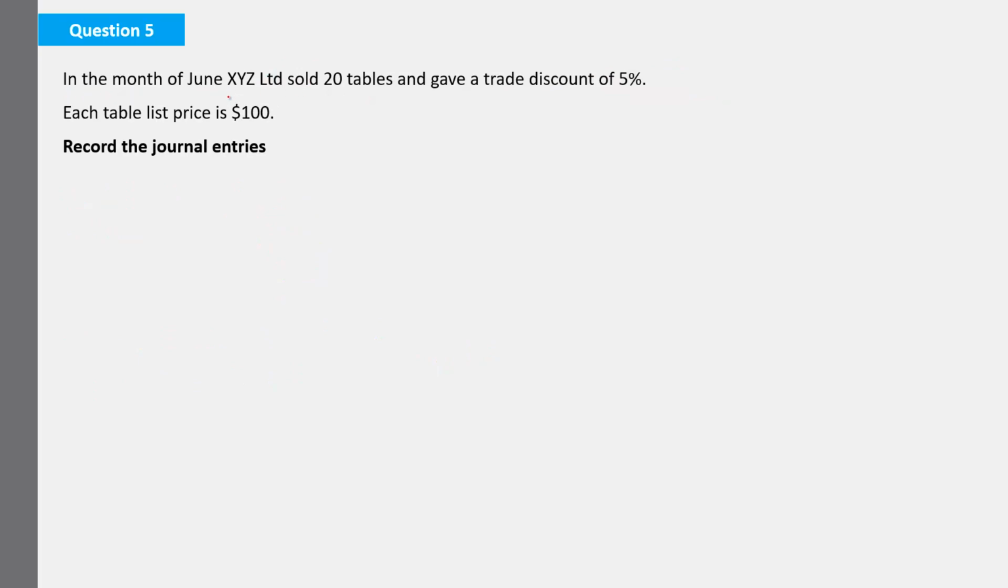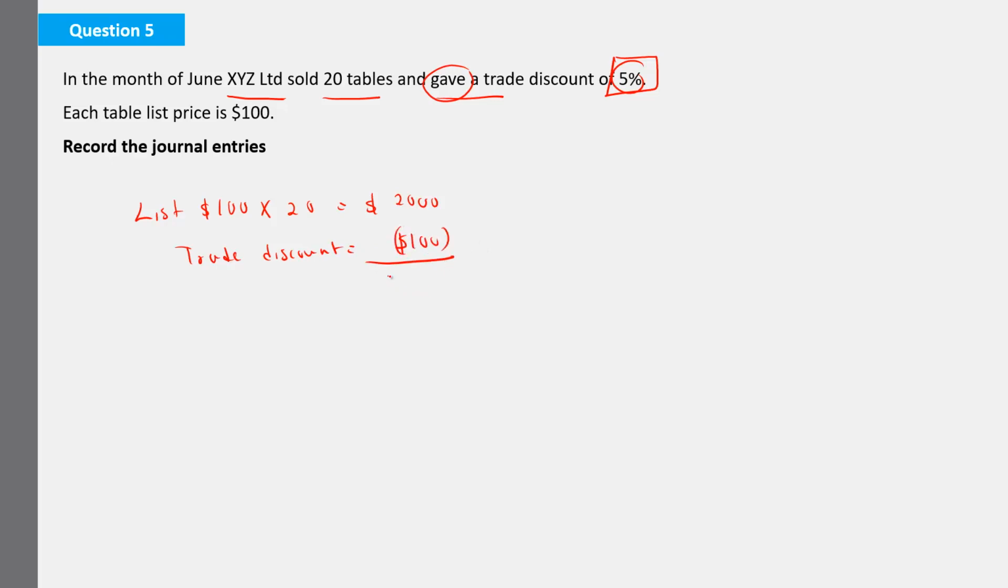In the month of June, XYZ sold 20 tables and gave a trade discount of 5%. This time we have given some trade discount of 5%. Each table has a list price of $100. So list price is how much? Each table's list price is $100. I sold how many tables? 20 tables. So here how much is the value that I am getting? It is $2,000. But here see, I have given a discount of how much? 5%. So how much is the 5% trade discount? It is $100 reduction.